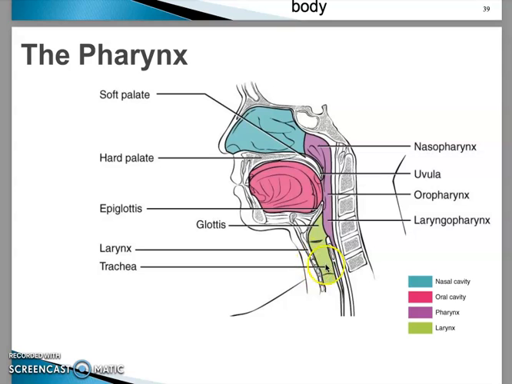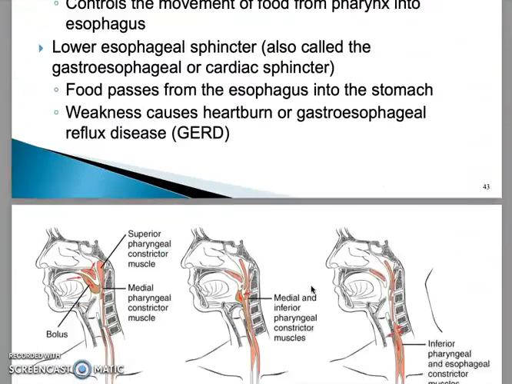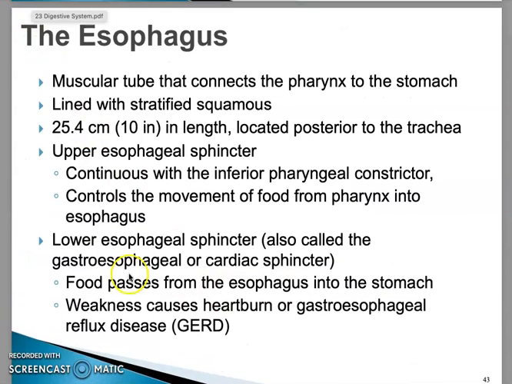Just to give you a quick visual depiction, here's the trachea, and your esophagus is going to be right here. Sorry for that quick little delay there. But yes, there's an upper esophageal sphincter. This will continue with the inferior pharyngeal constrictor. It helps to control the movement of food from the pharynx into the esophagus.